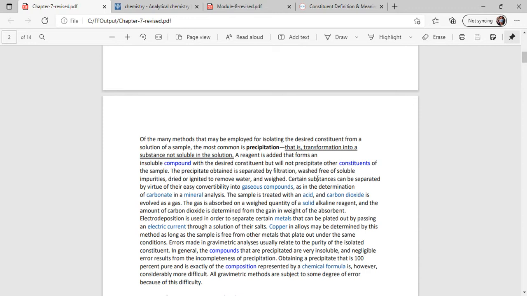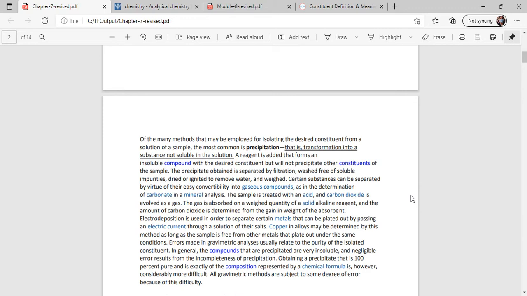Next. Certain substances can be separated by virtue of their acid compatibility into a gaseous compound, as in the determination of carbonate in mineral analysis. The sample is treated with an acid, and carbon dioxide is involved as a gas.